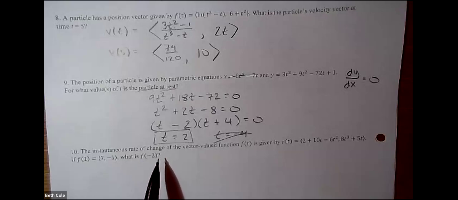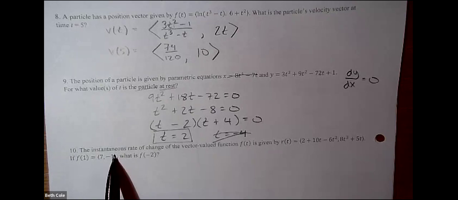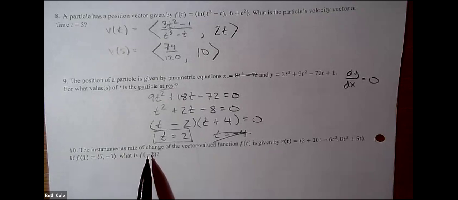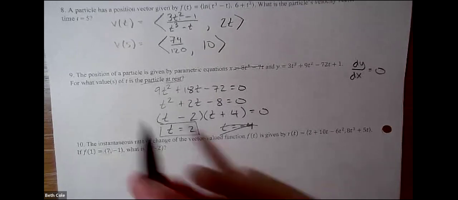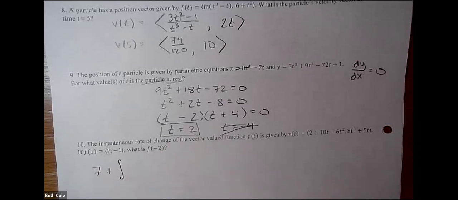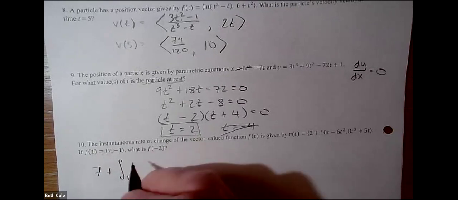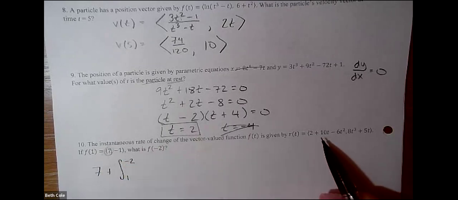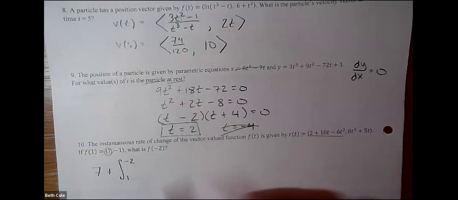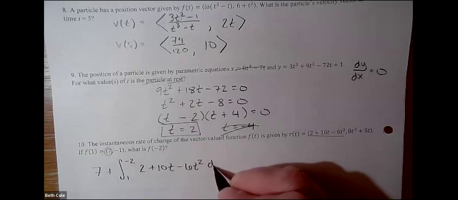All right, instantaneous rate of change, that means derivative, is given by this. They put r, that's for rate, but if you want to change it to a v, you can. This is velocity. We're given an initial condition. What is the position at -2? So we're going to take where we started. I'm going to actually just do the x part of this here. We're going to start with our 7 plus, and then we're going to add our displacement. Now, it might not start at 0. In this case, it starts at 1, and we want to go to -2. And since I'm using my x dimension here, we're going to use this first part. So 2 plus 10t minus 6t squared dt.